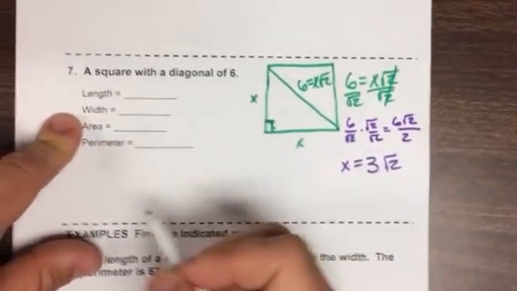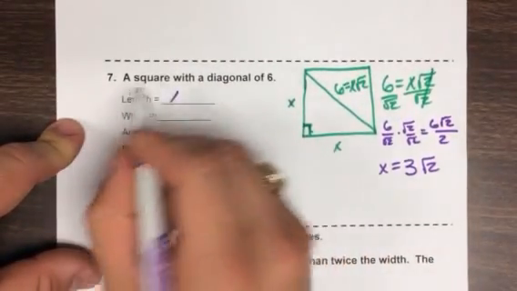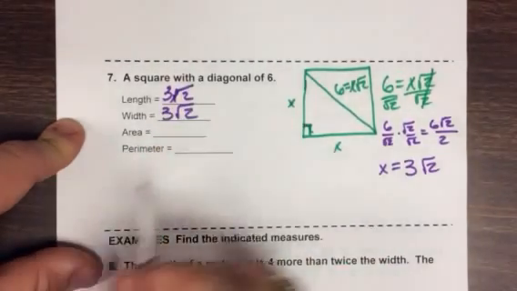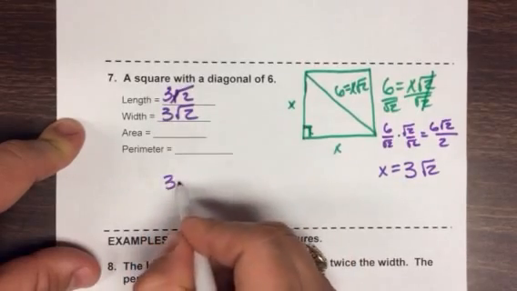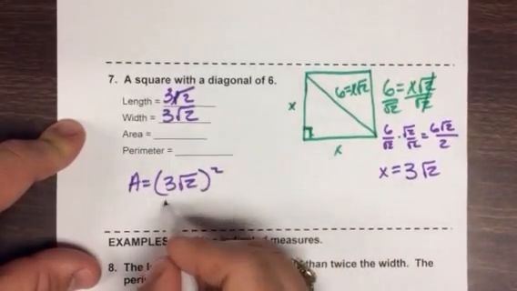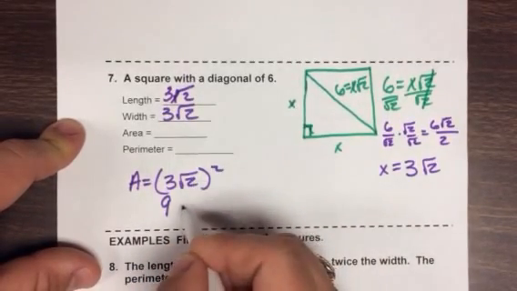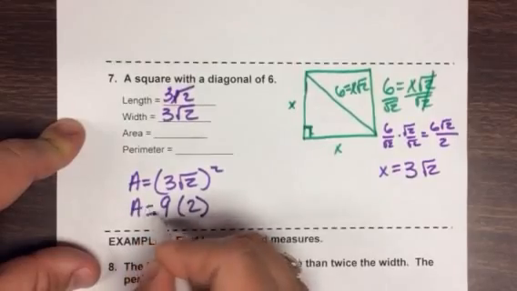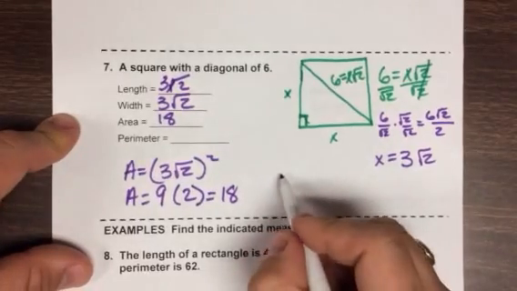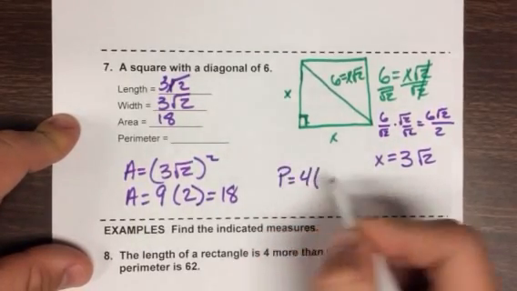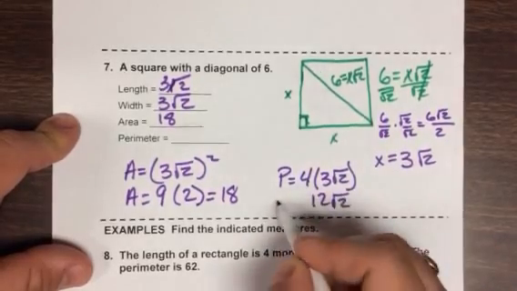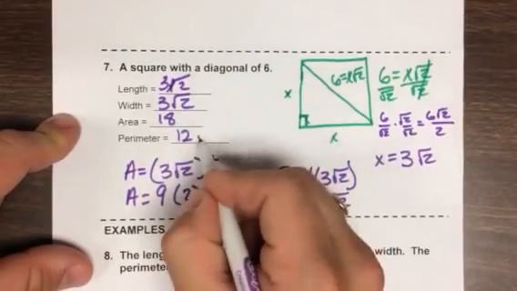So you can go plug in x for your width and your length. X is 3 radical 2. So the area would be 3 radical 2 squared. So 3 squared would be 9. Square root of 2 squared would be 2. So the area would be 18. The perimeter would be 4 times 3 radical 2. 4 times 3 is 12 radical 2. So my perimeter would be 12 radical 2.